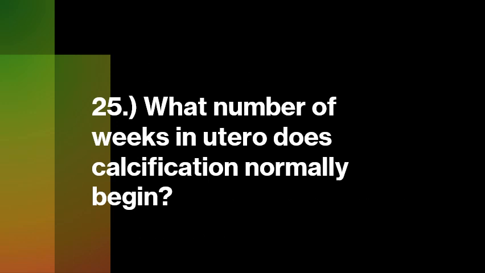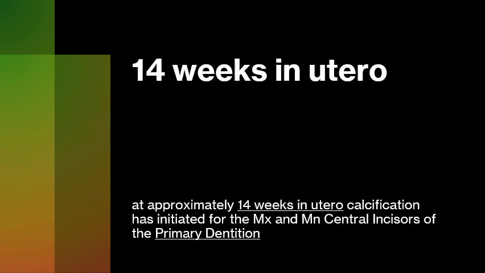So what number of weeks in utero does calcification normally begin? So when does calcification and mineralization of teeth usually initiate in utero? So 14 weeks in utero it usually starts, and it is initiated for the maxillary and mandibular central incisors of the primary dentition.